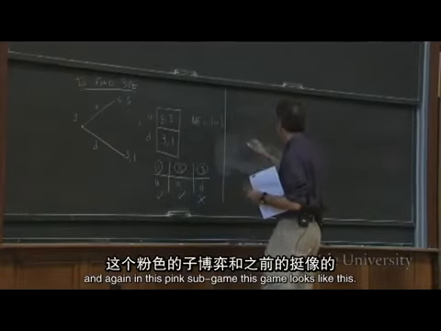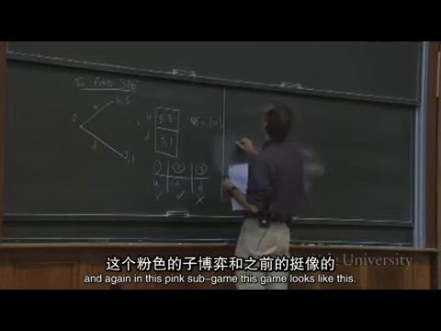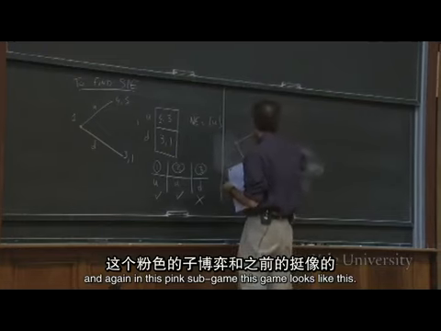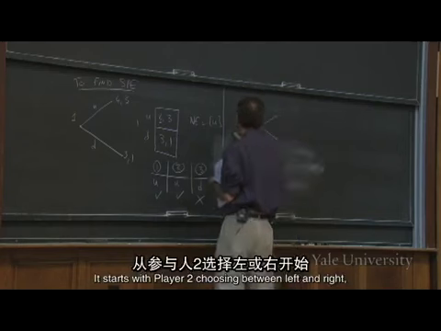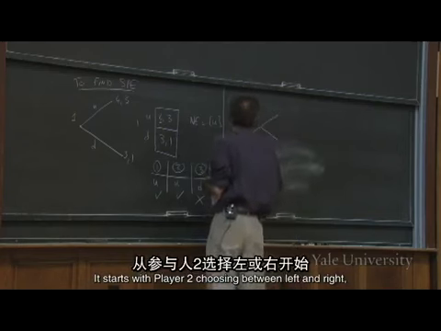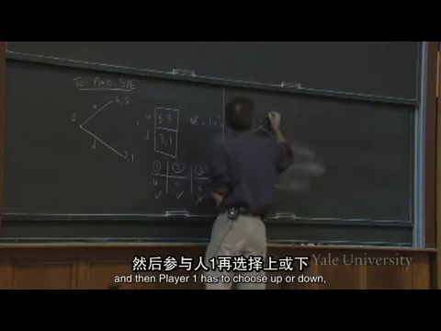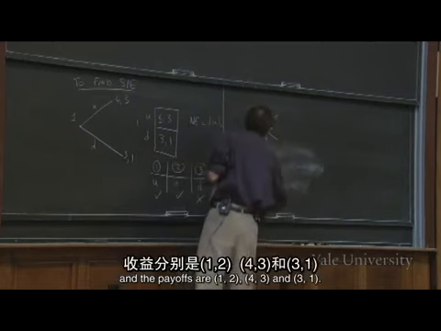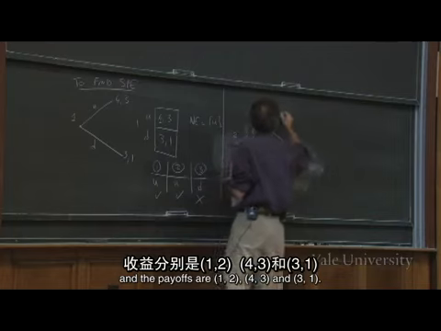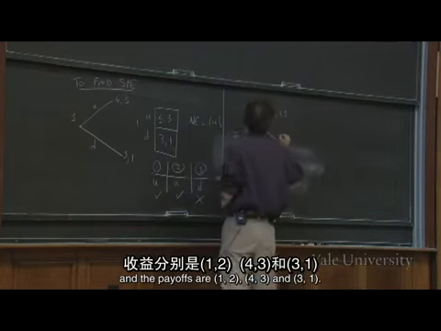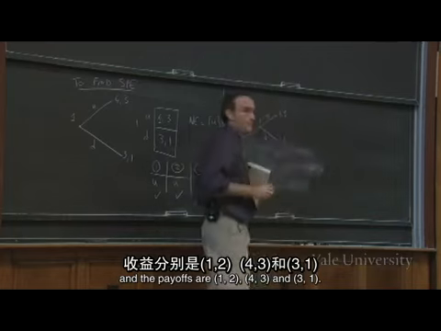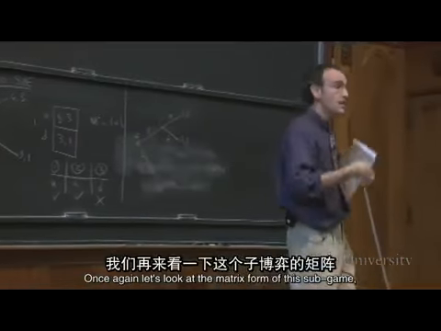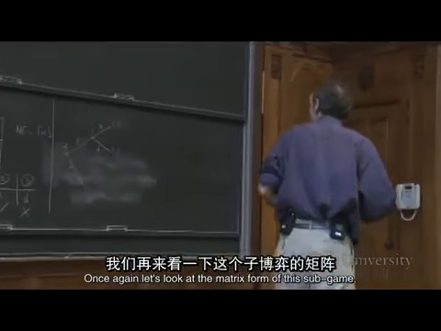All right, and again, in this pink subgame, this game looks like this. It starts with player 2 choosing between left and right, and then player 1 has to choose up or down, and the payoffs are 1, 2, 4, 3, and 3, 1. All right, once again, let's look at the matrix form of this subgame.